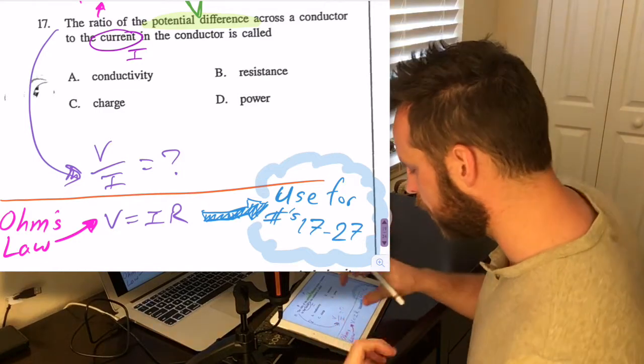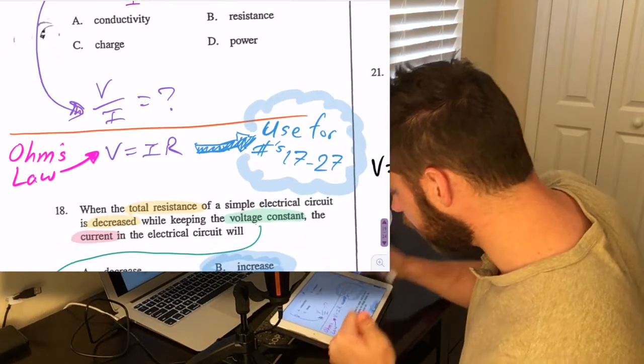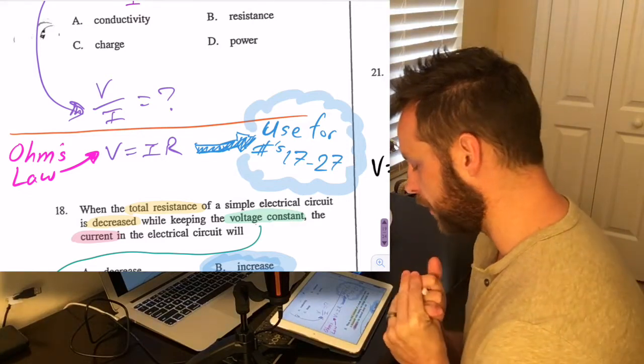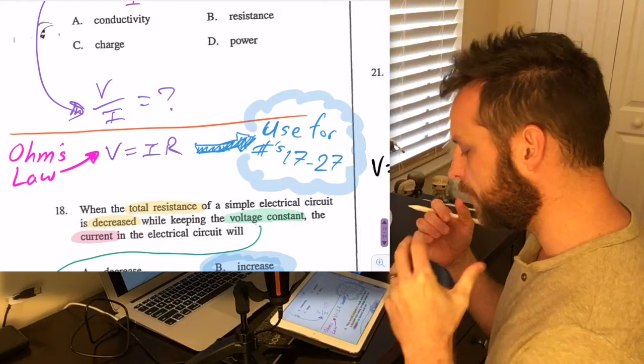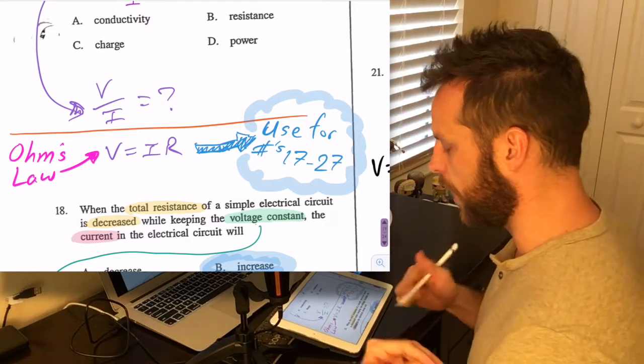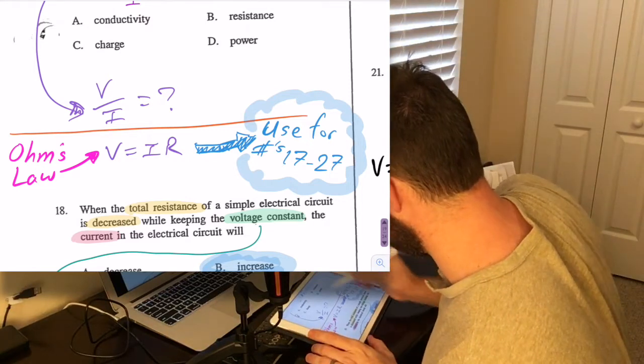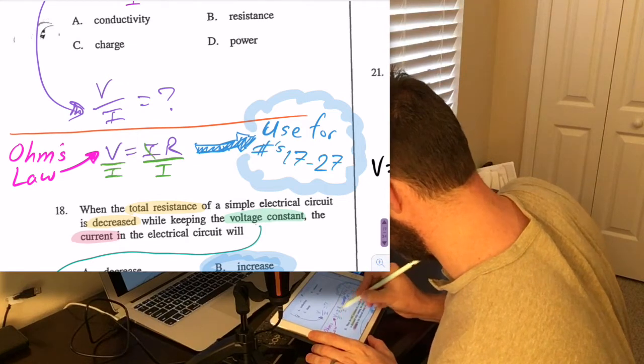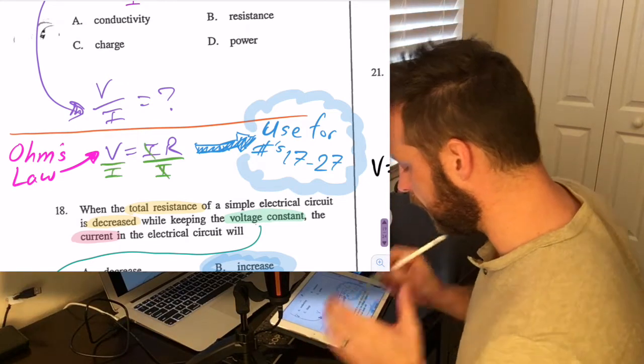question mark, what? Now to solve this, I need a connection with V and I in it, and that connection is Ohm's law, V equals I times R. Now I need to make it look like V over I, and so what I'm going to do is divide both sides by I. There we go. I is going to cancel on the right, and I have V over I.